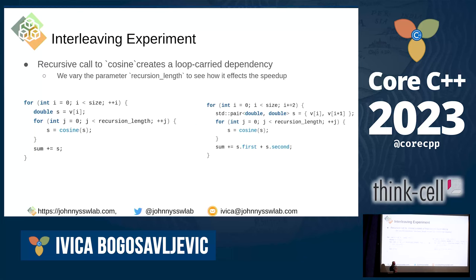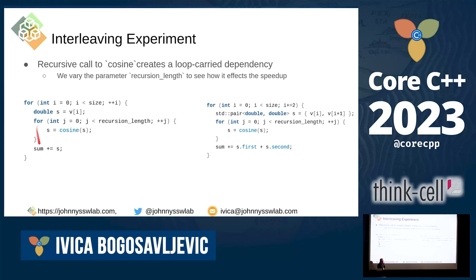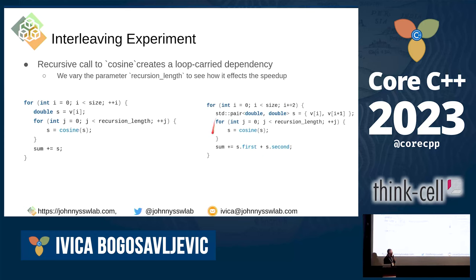I did an experiment here, called the interleaving experiment. It's called recursive call to cosines. Here is my inner loop. It calls cosine of s, but s equals cosine of s. So you have a loop carried dependency. You need to calculate the previous value before you can calculate the current value. There is a recursion length, and I modify this parameter. It goes from 1 to 2 to 3 to 5 and so on. This is the original implementation, and this is the implementation when I'm using the interleaved version. So what happens?